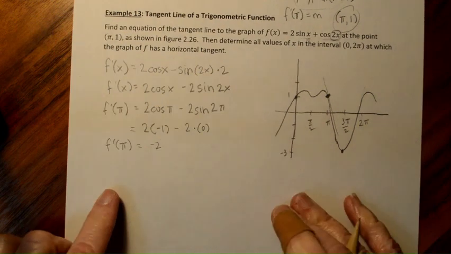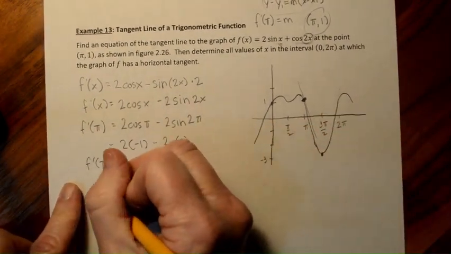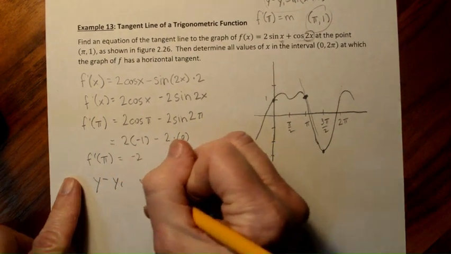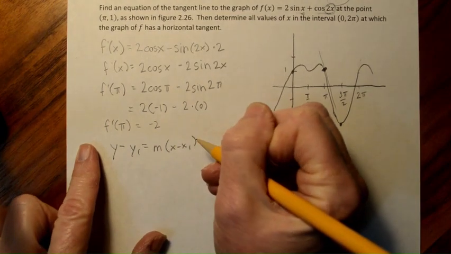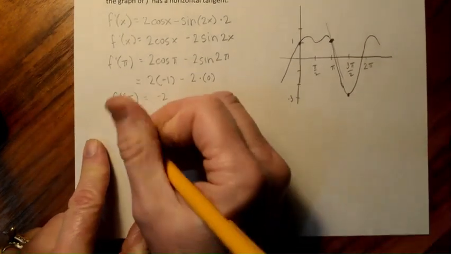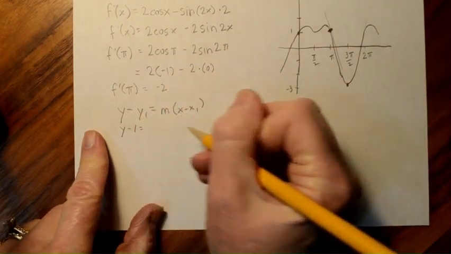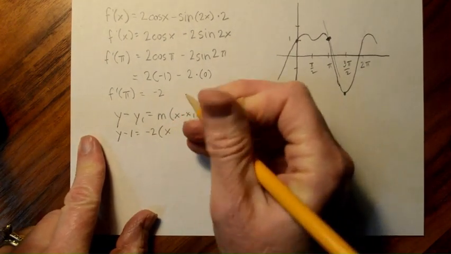Okay, so then we are going to plug it in here. y minus y1 equals m times x minus x1. All right, so our x1, y1 is pi and 1, so we've got y minus 1 equals m, which is negative 2, times x minus pi.